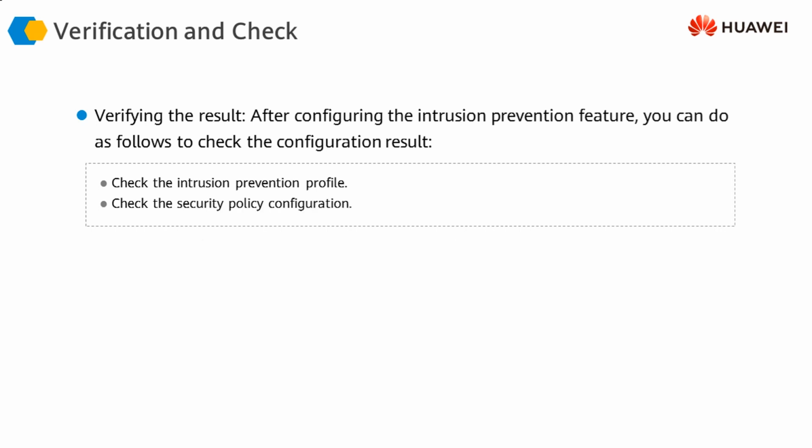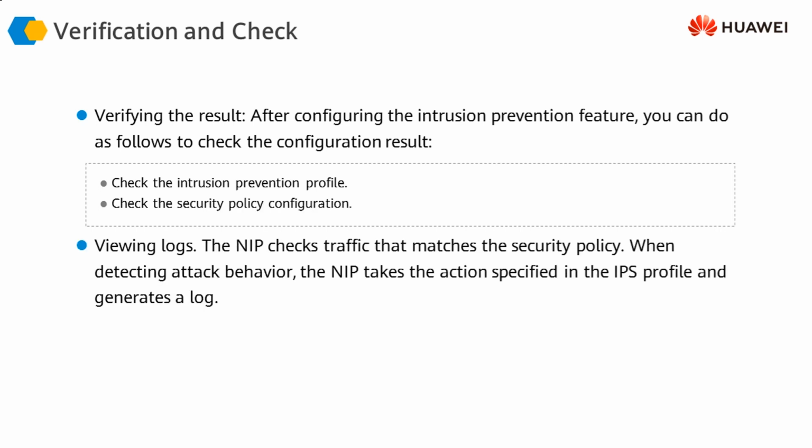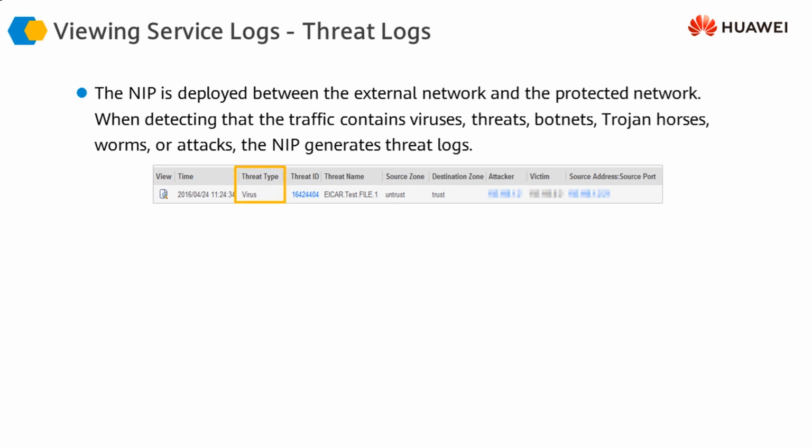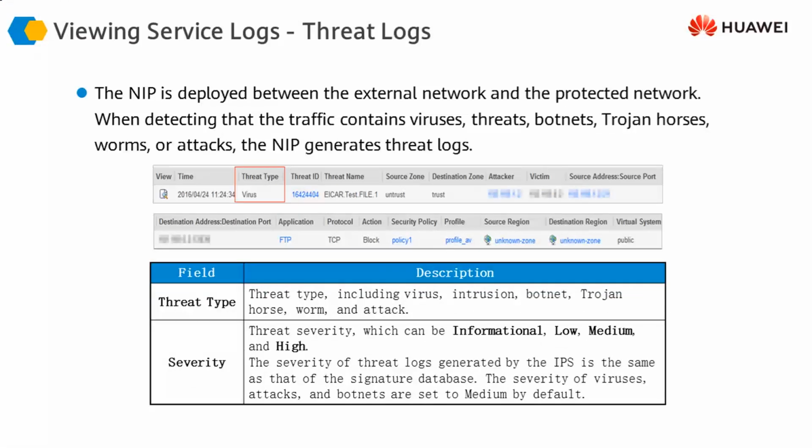And finally, we can do the verification check on the traffic, or we can look at the logs. If we go to monitor and look at the threat log, we can see all the logs that have been generated by the IPS, and we can see what type of traffic is passing through our IPS and what the actions are, and how our IPS is performing or securing our network against attacks.